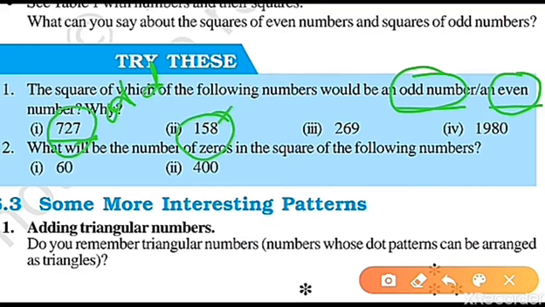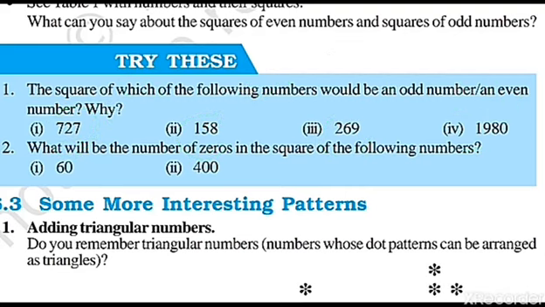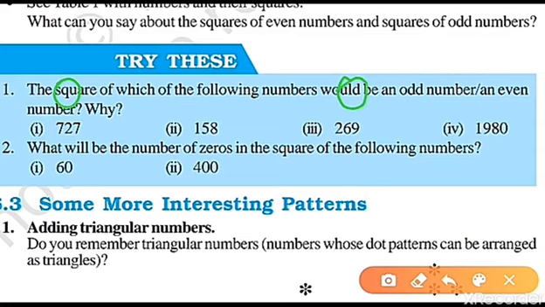Here 150 is an even number because its last digit is 0 and it is divisible by 2. 269 ends in 9, which is odd, and similarly this number is divisible by 2, so it is even. So we write odd here, again odd, and even, even.